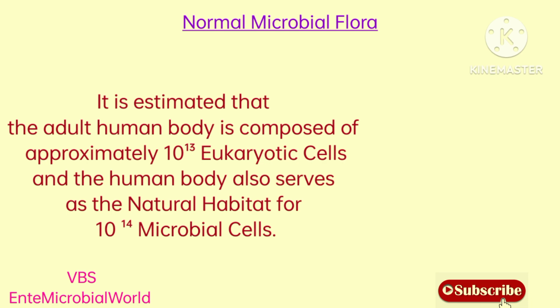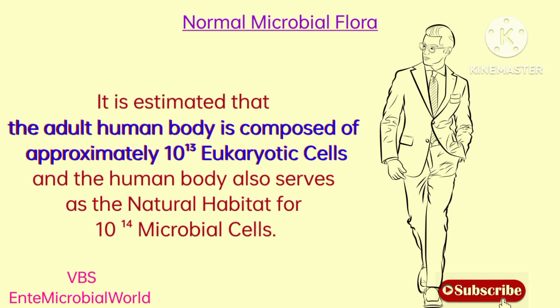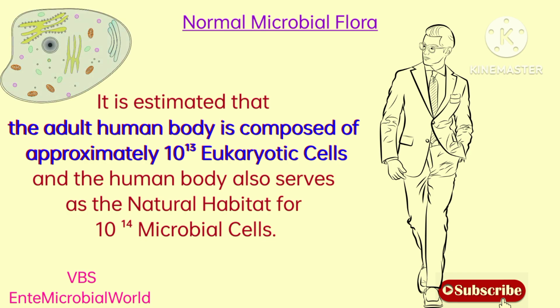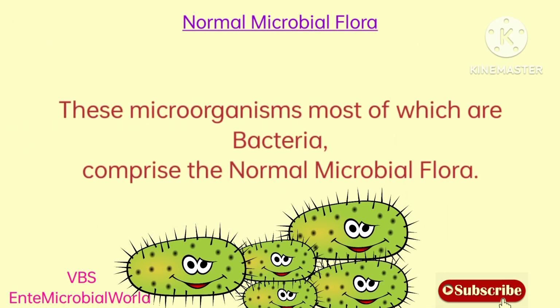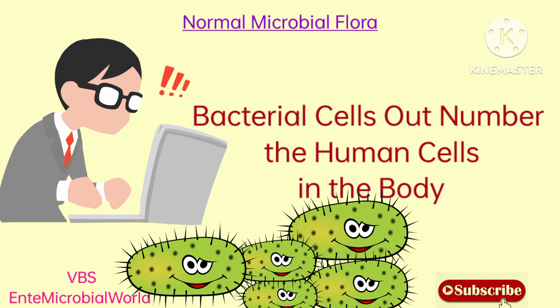It is estimated that the adult human body is composed of approximately 10 to the power of 13 eukaryotic cells, and the human body also serves as the natural habitat for 10 to the power of 14 microbial cells. These microorganisms, most of which are bacteria, comprise the normal flora. One point should be noted here, that is, bacterial cells outnumber the human cells in the body.